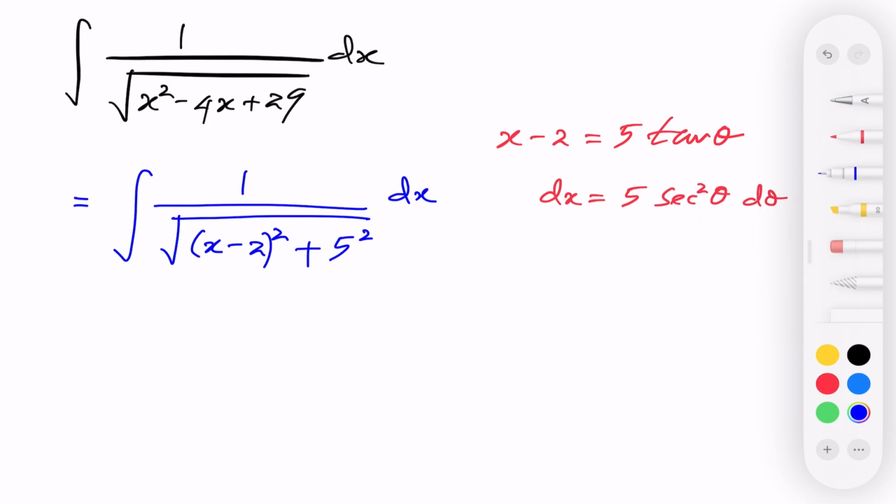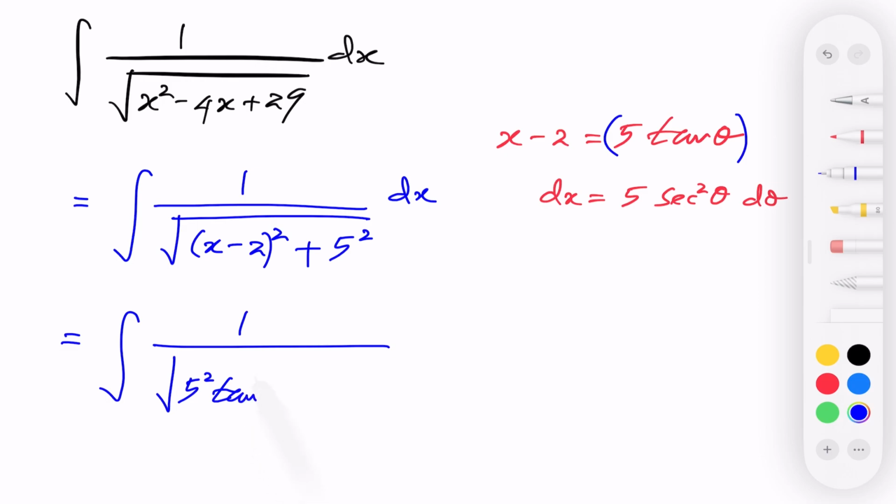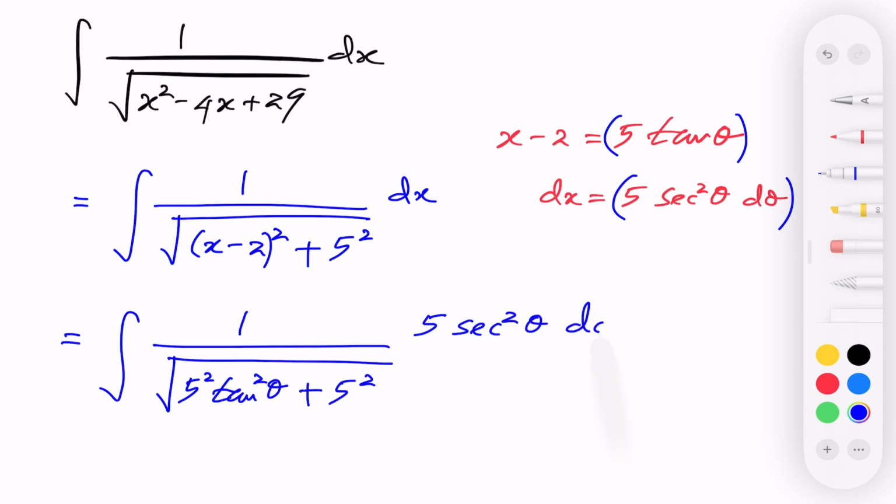Now we can go ahead and use the substitution in this integral. This is now equal to the integral of 1 over square root, where x minus 2 is equal to 5 tangent theta. Therefore, x minus 2 squared should be equal to 5 squared tangent squared theta, and then we have plus 5 squared. And then we have a dx term. dx is equal to 5 secant squared theta d theta.